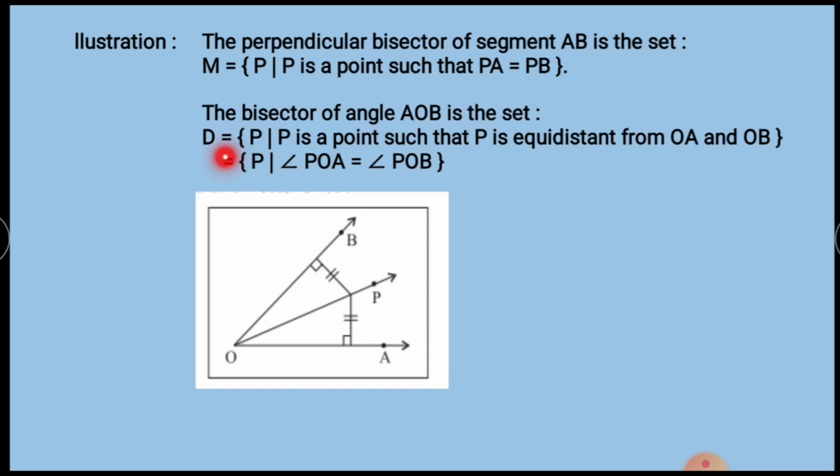Here we write this first condition, P is the point such that P is equidistant from OA and OB. So when we draw perpendicular from this point P to this ray OA and OB, then the perpendiculars on that ray are equidistant, that is here PA equals PB. If we consider this point as P and this point as A and this point as B, so PA equals PB, or in angular form we say angle POA is equal to angle POB.